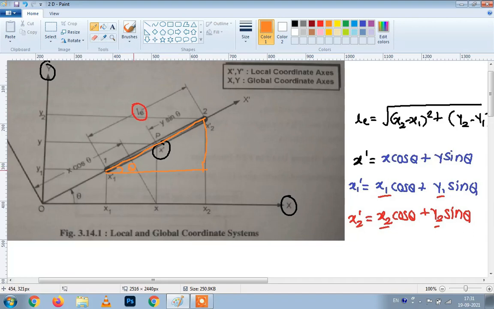Now this angle is theta. So if you are talking about this cos theta here, how will we get the adjacent side? It means we want this particular distance. This distance will be x2 minus x1, because this distance is x1 and this distance is x2. So it will be x2 minus x1 upon LE.